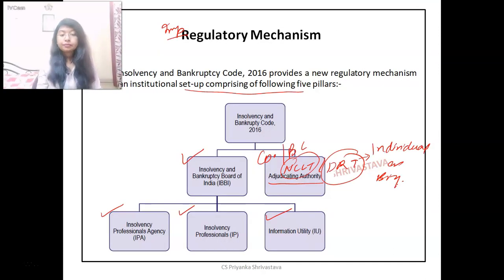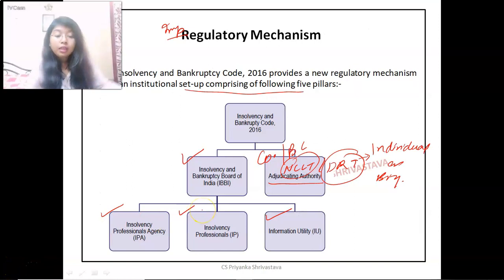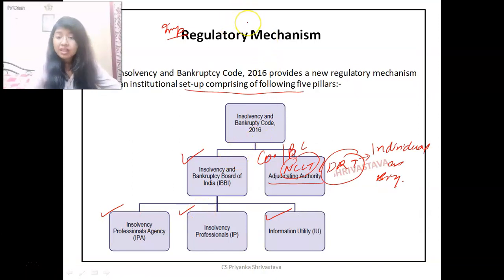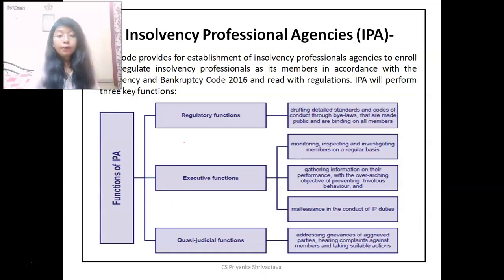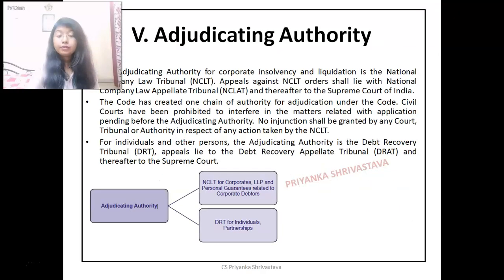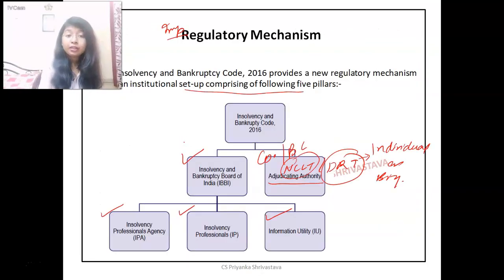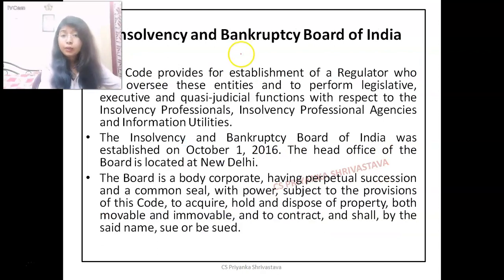Okay. So we'll discuss each one in detail, and this is a very important part. The description of every point, that is IBBI, IPA, IP, IU, Adjudicating Authority, everything is important. So these 5 points are very important from the exam point of view. You may get a short note on any of them.